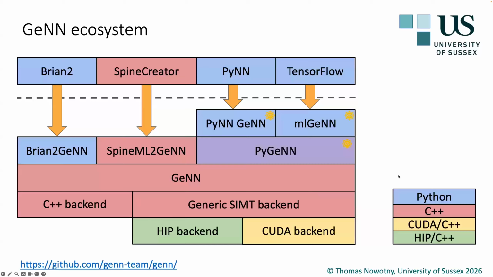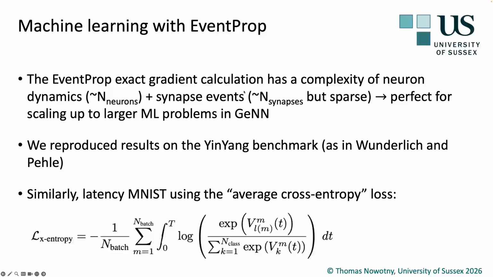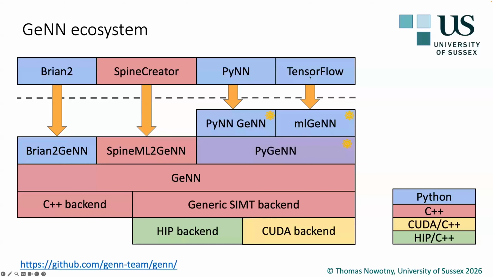You can use this directly through Python in the so-called PyGeNN, or you can use any of the tools that computational neuroscience people have invented to do spiking neural networks, or you could even use TensorFlow and translate ANNs into spiking neural networks. And you end up back here again on the NVIDIA GPUs through CUDA, or with the HIP backend on the AMD GPUs that AMD produces. Okay, and then you can do machine learning with EventProp.